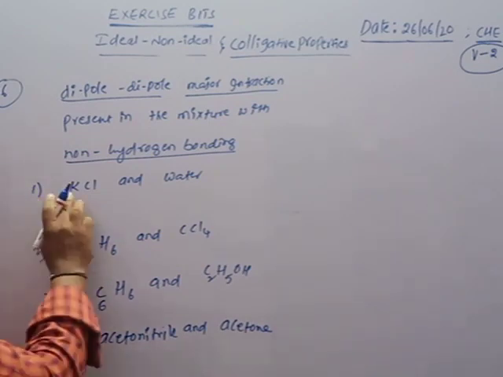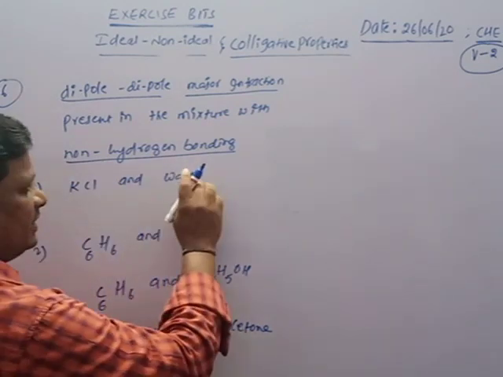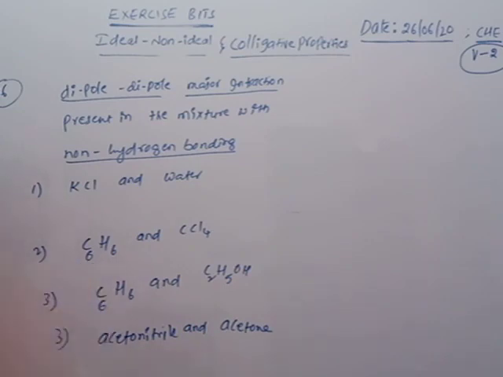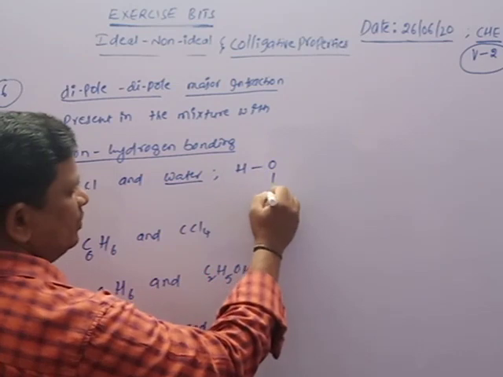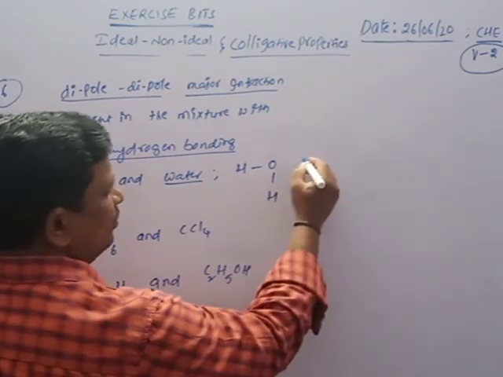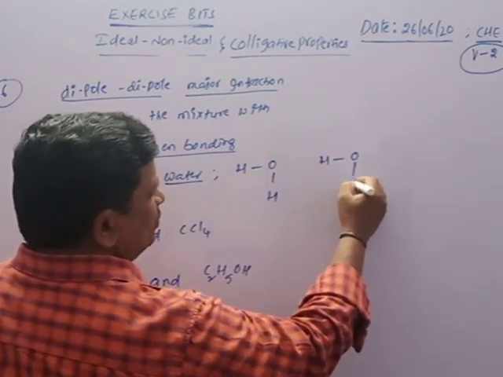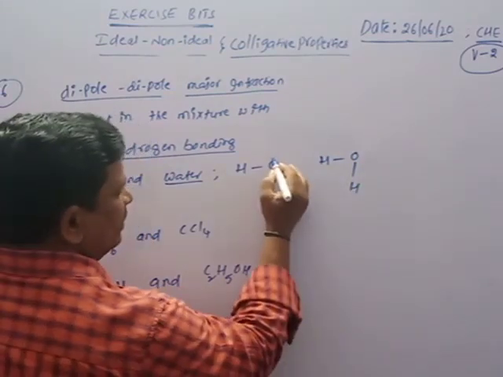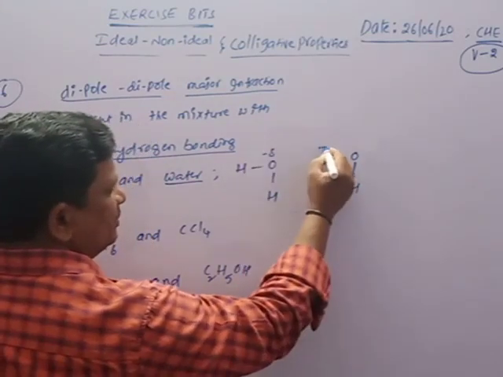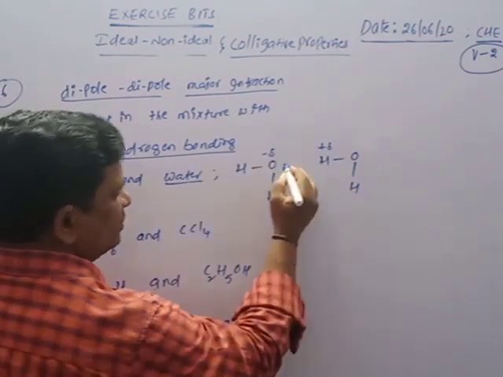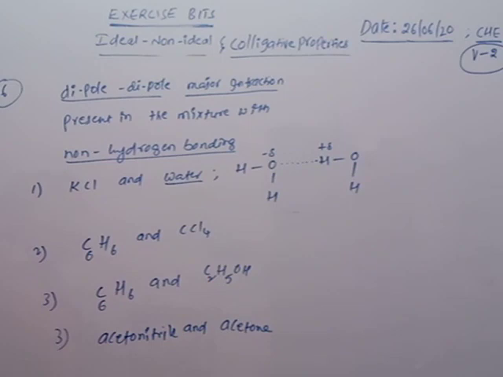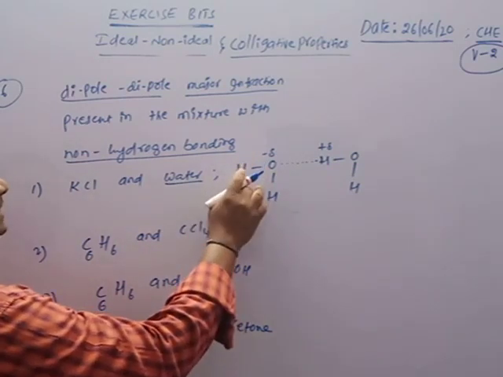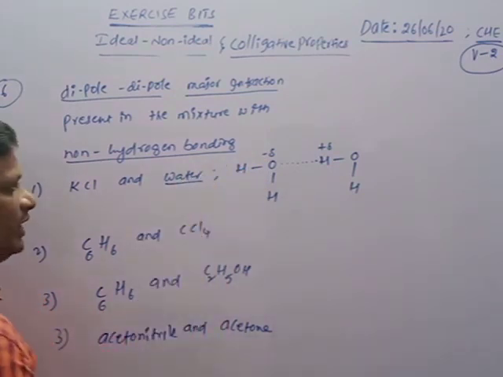Now the first option is KCl and H2O. Actually in H2O, hydrogen bonds are present. One molecule is H, O and H, and another molecule is H, O and H. Oxygen has partially negative charge, hydrogen has partially positive charge. So hydrogen bond is established between partially positive hydrogen and partially negative oxygen. So there are only weak dipole-dipole interactions.